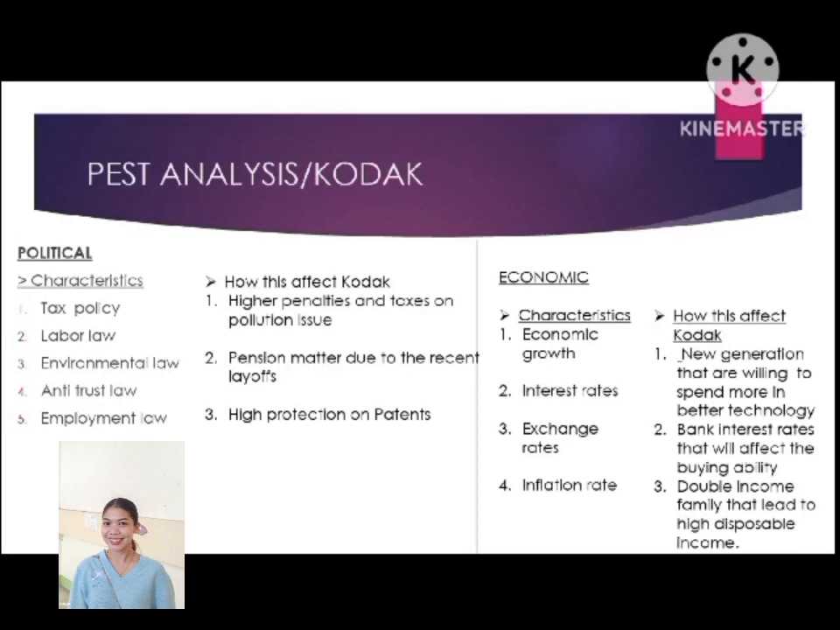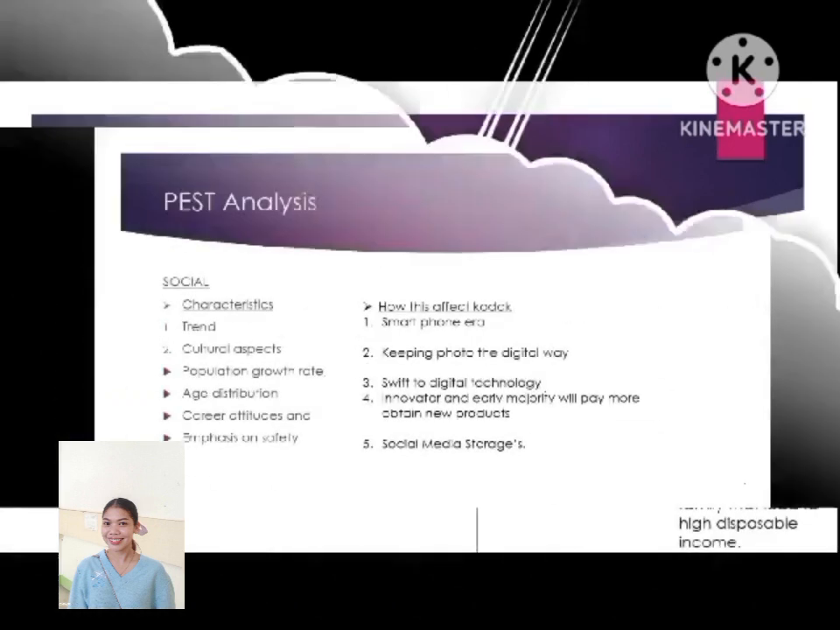So next is the letter E, which is economic. The characteristics of this are economic growth, interest rates, exchange rates, and the inflation rate. So how does this affect Kodak? Number one, a new generation that is willing to spend more for better technology. Number two is the bank interest rates that will affect buying ability. Number three, double income families that lead to high disposable income.